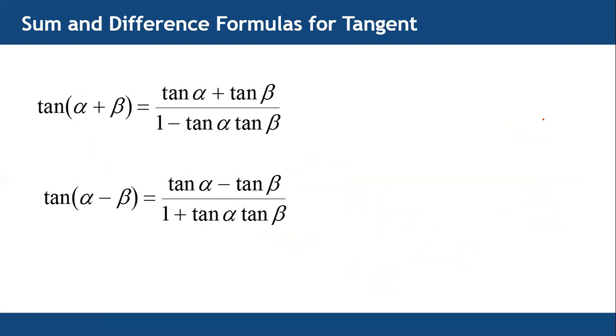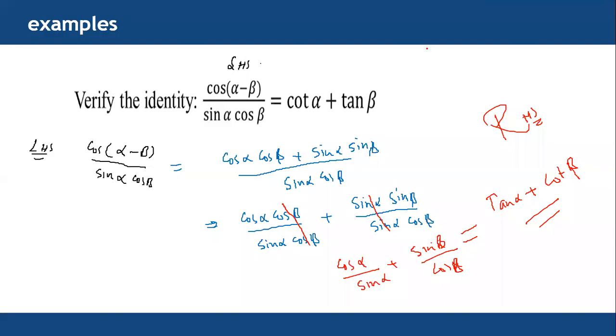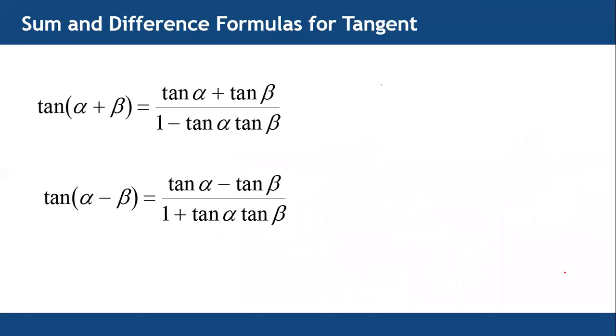Okay, same. These are the difference and sum formulas for tangent of alpha plus beta. In this example, you can see cosine over sine, which is cotangent alpha, and sine over cosine of beta equals tangent beta, which is your right hand side. Okay, you can prove this formula, tangent alpha plus beta.